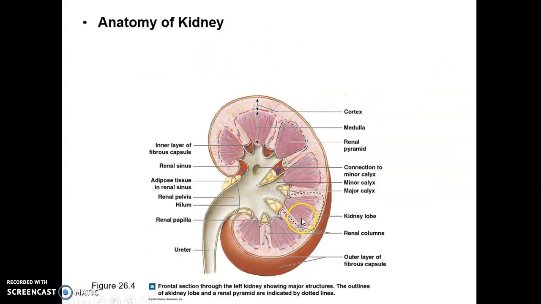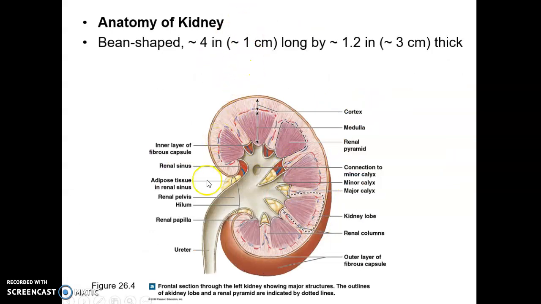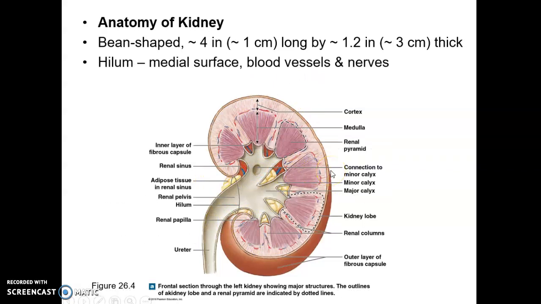So let's look internally, the anatomy of the kidney. It's bean-shaped. If you ever heard of kidney beans, it's because they're kind of shaped like a kidney. About 4 inches long, 1.5 inches thick. The hilum, sometimes called the hilus, this is on the medial surface of the kidney, and it's where blood vessels and nerves enter and where the renal pelvis exits and transitions to the ureter.